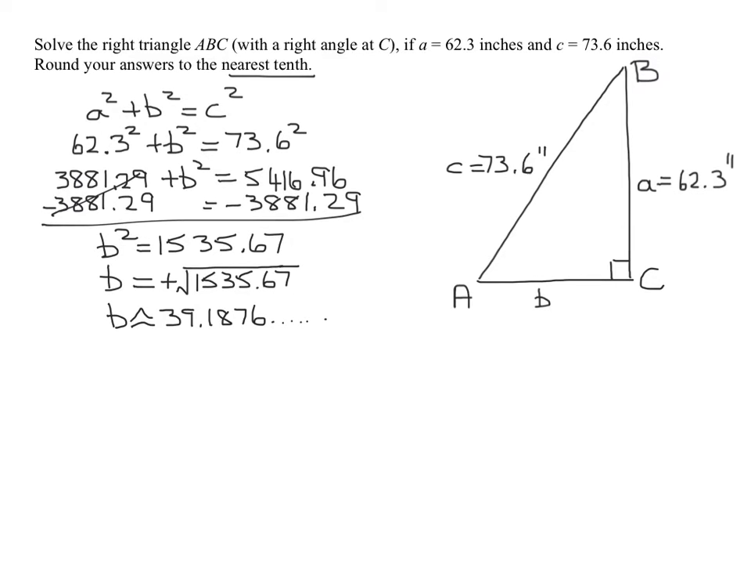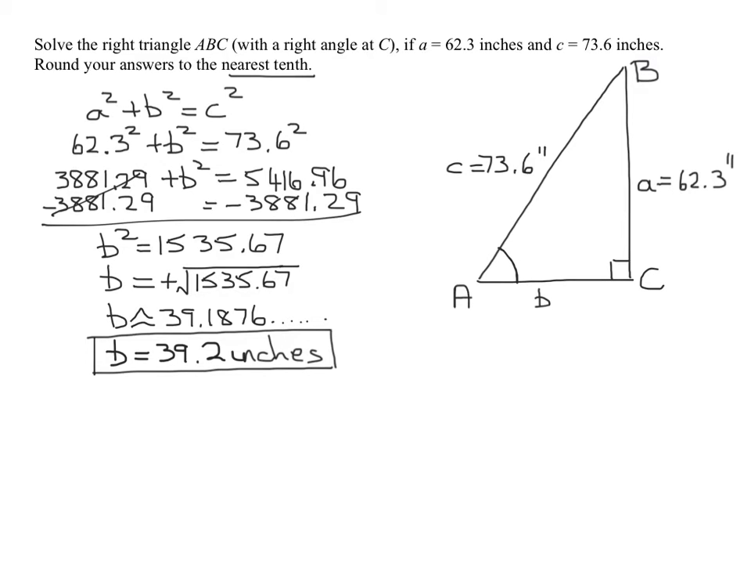So that means the position of the 1, the 8 is going to round the 1 up. So I'm going to get b is 39.2, and then don't forget the units, inches. So I found side b. Now we need to find the angles. It doesn't matter which one I find first. I'm going to work with angle A to start with.